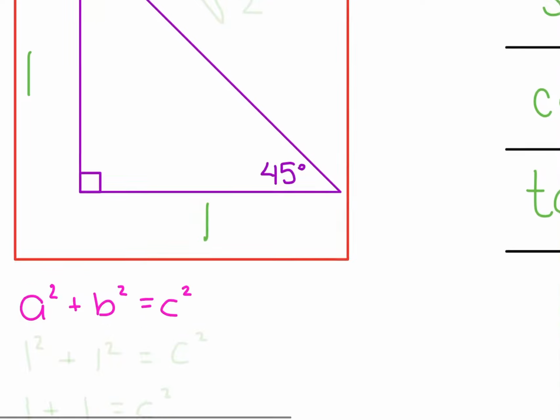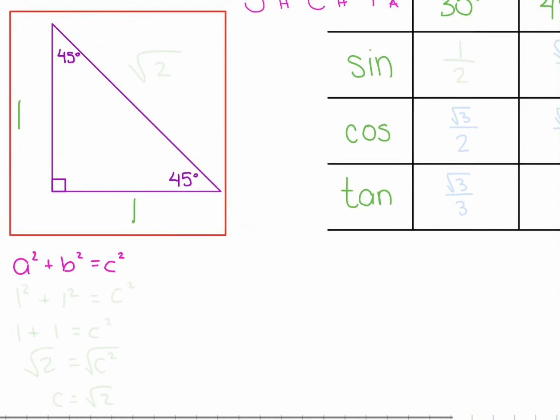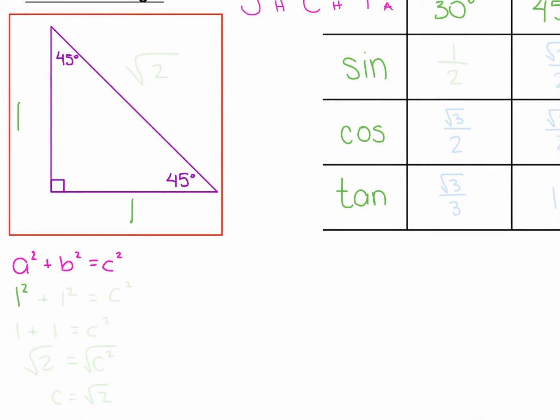So we can again apply the Pythagorean theorem, but in this case, now we're trying to solve for c. So we have 1 squared plus 1 squared is equal to c squared, because c always represents our hypotenuse. So now 1 squared is just 1, 1 plus 1 is equal to c squared, so we have that 2 is equal to c squared. If we take the square root of both sides, then we know that c is just equal to the square root of 2. So we can fill that into our missing side.